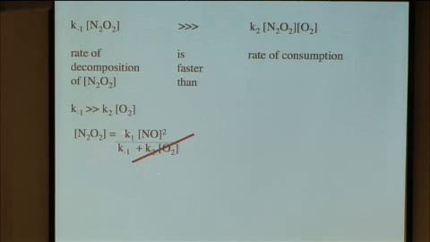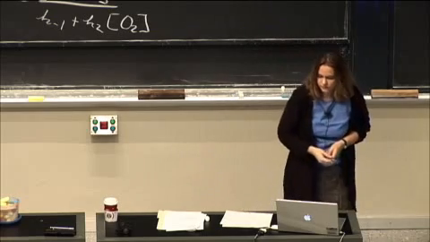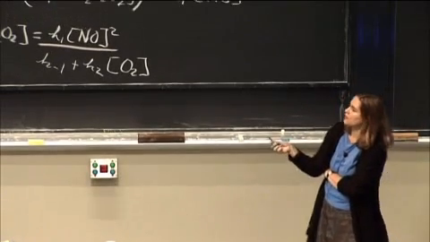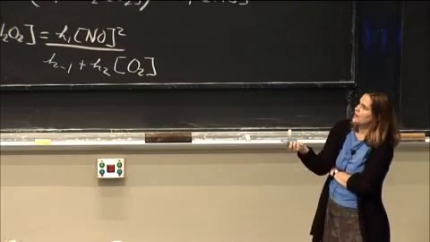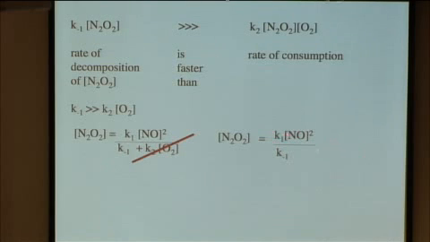So if you have something really big and something pretty small on the bottom of this equation, the really small thing is kind of insignificant. And so we can get rid of that here. So we can get rid of this term. So that allows us to simplify this expression. Now we have k1 times NO squared over k minus 1.